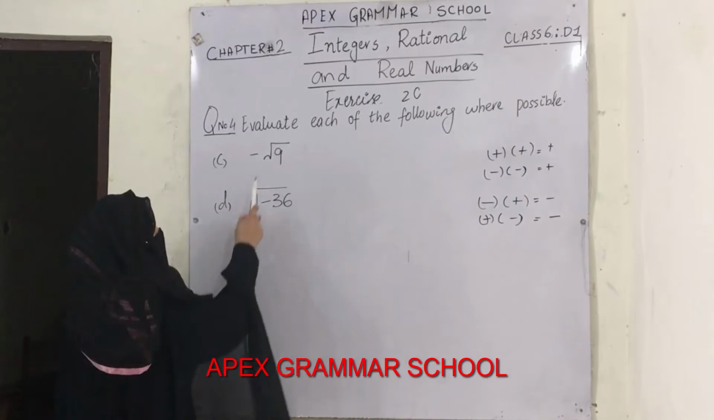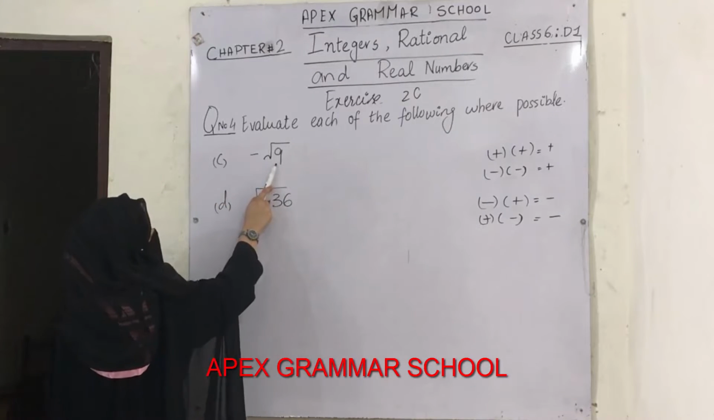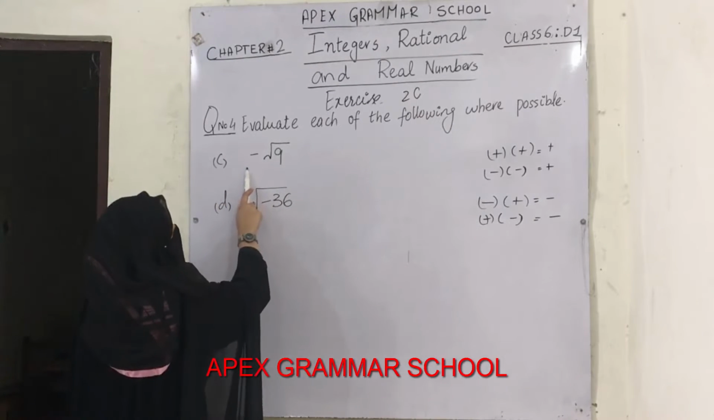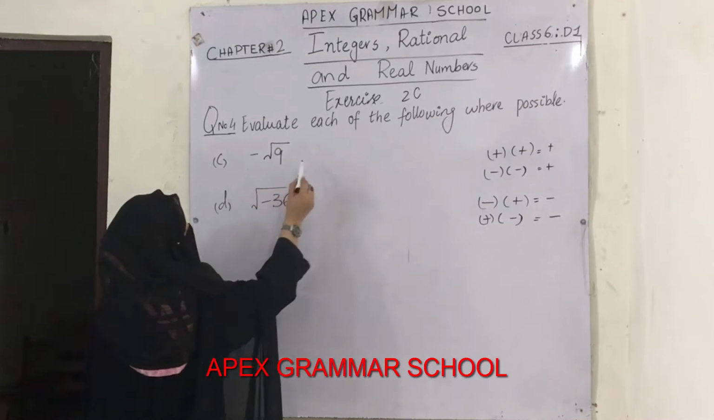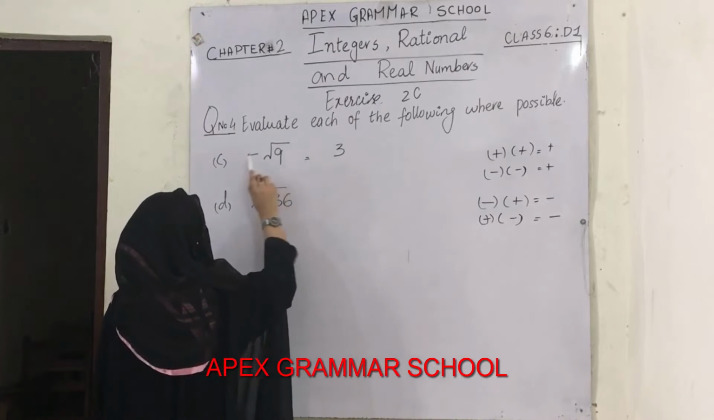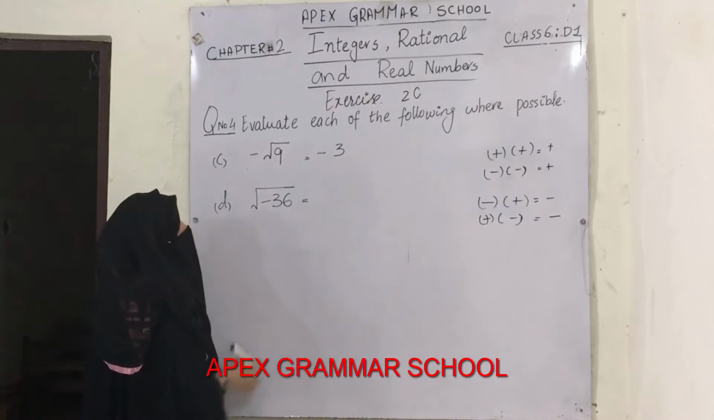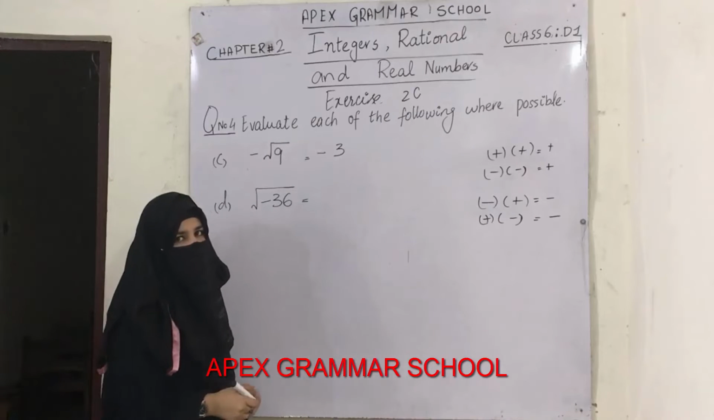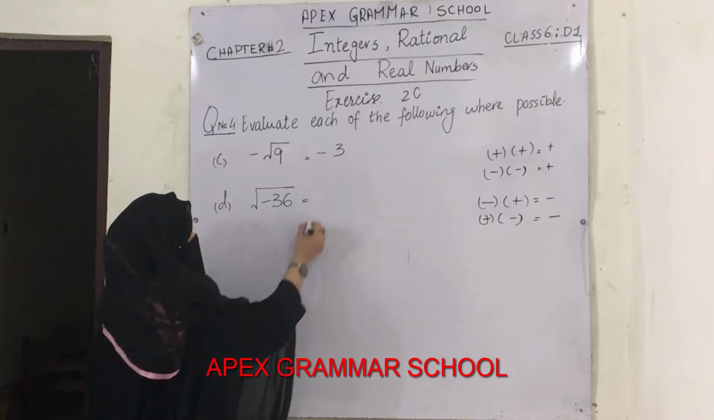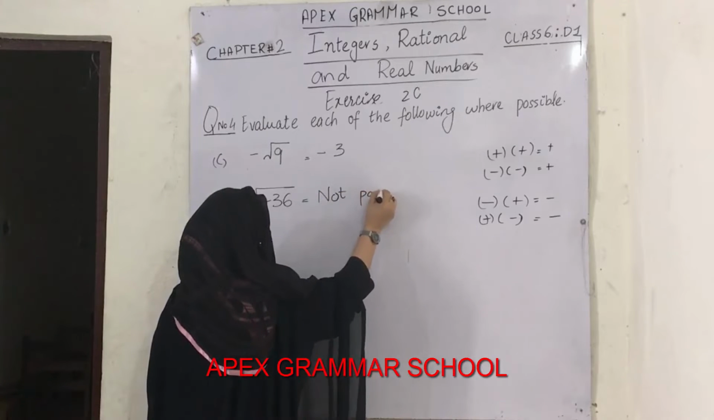Question number 4. Evaluate each of the following where possible. C part, minus into square root of 9. As you know, the square root of 9 is 3 and minus will remain as it is. D part, square root of minus 36. Always remember that square root of a negative number does not exist. So here we are going to write not possible.